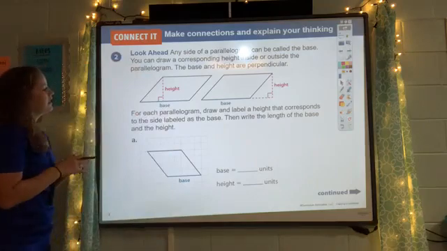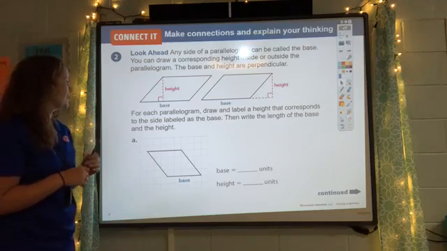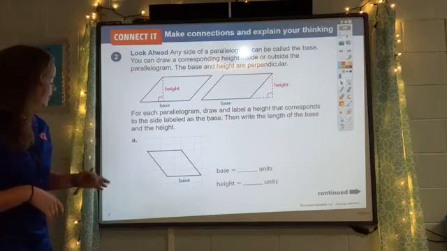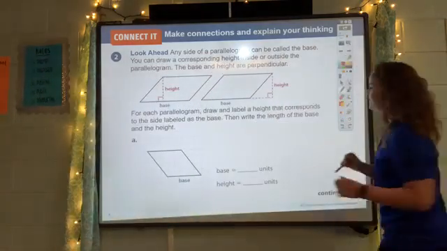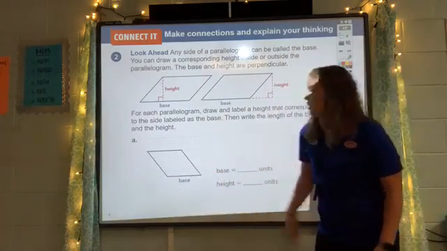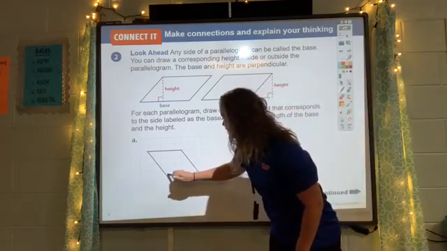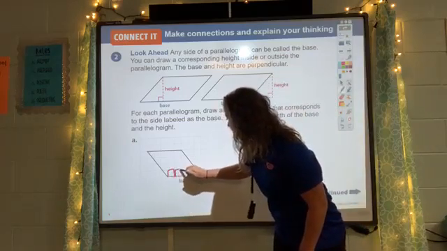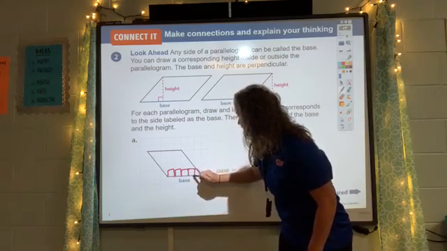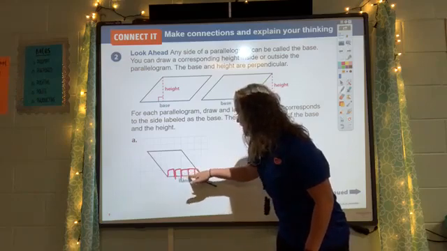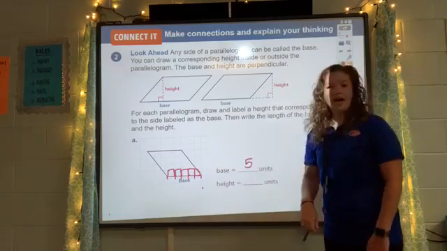Okay? For each parallelogram, draw and label a height that corresponds to the sides labeled as the base. Then write the length of the base and the height. So here we have a parallelogram. Looking at this parallelogram, we see that we have a base. When we're counting that base, we're counting each square. So we have 1, 2, 3, 4, 5. Everywhere there's a line, we're counting those spaces. So we know that it has a base of 5 units.